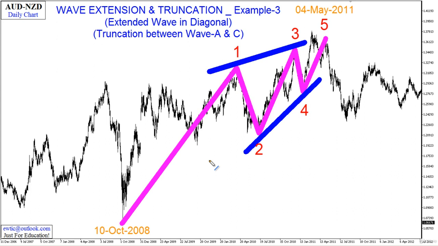I hope these guidelines can help you in counting waves in more easy and efficient way, right? They can help you in labeling the waves correctly, and they can help you in trading the markets correctly, and they can help you in being on the right side of the fence when it comes to trading, right?